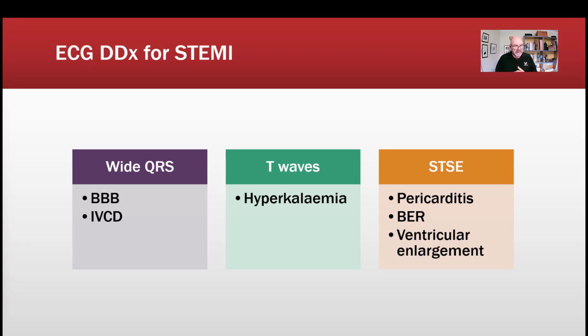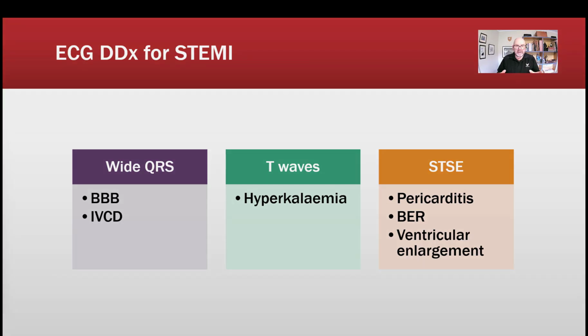Common non-acute cardiac syndrome causes of ST segment elevation include pericarditis and benign early repolarization. And although these two have similar ECG characteristics, clinical correlation will help distinguish between them. Also, those ECGs that have a ST segment elevation to T-wave ratio greater than 25% favours pericarditis.